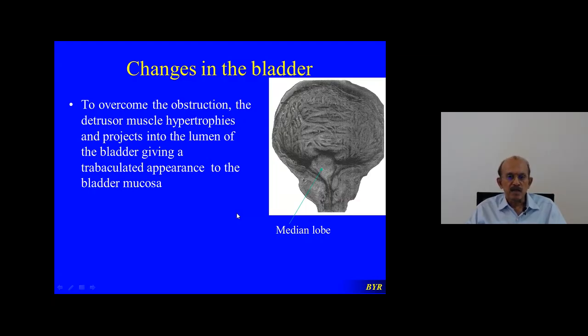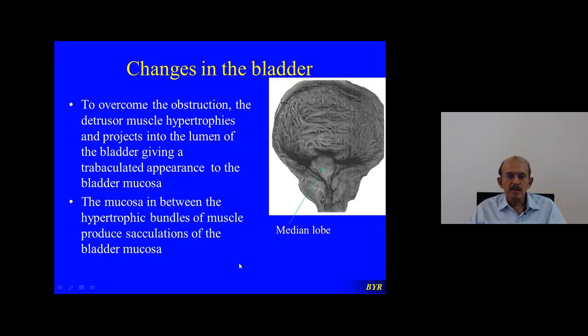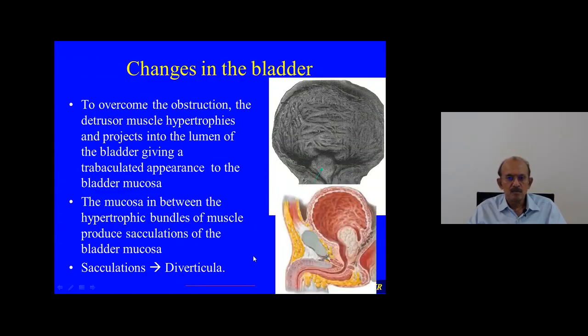To overcome the obstruction, the detrusor muscle hypertrophies and projects into the lumen of the bladder, giving it a trabeculated appearance. This is called trabeculated appearance. The mucosa in between the hypertrophic muscle bundles produce saculations of the bladder mucosa. As yesterday we have discussed about this, there will be saculations in between these muscle bundles. These saculations later progress to bladder diverticulum. You can see this trabeculated appearance of the bladder.